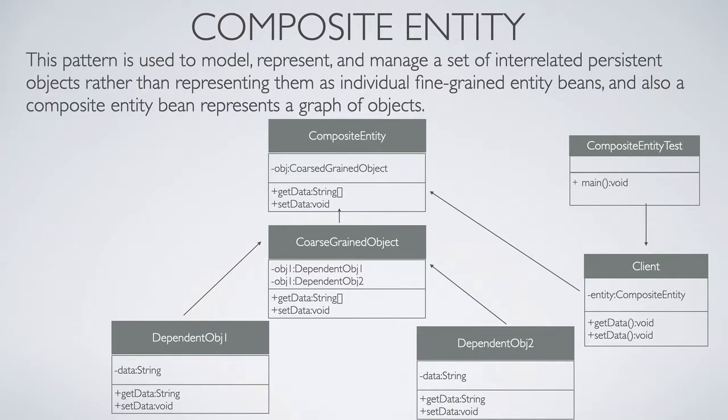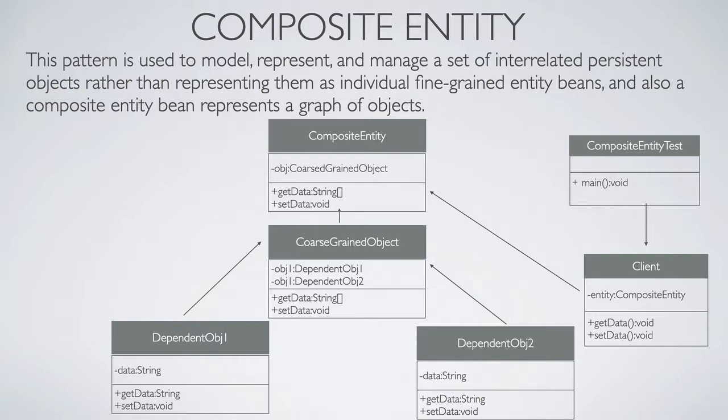Let's talk about the composite entity design pattern. This pattern is used to model, represent, and manage a set of interrelated persistent objects rather than representing them as individual fine-grained entity beans. A composite entity bean represents a graph of objects. It has a composite entity component, a coarse-grained component, and dependent objects.